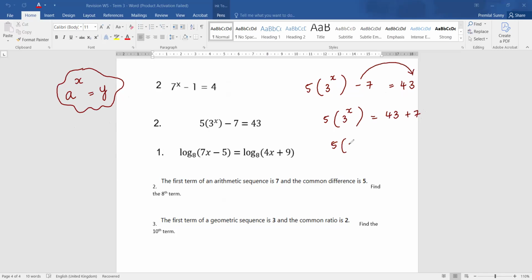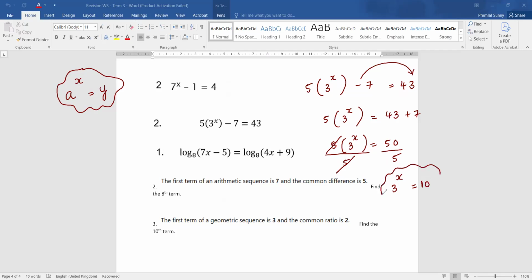So 5 times 3 to the power of x is equal to 43 plus 7, which is 50. Now we need to remove this 5. To remove that 5, you divide both sides by 5. 5 and 5 get cancelled. 3 to the power of x is equal to 50 divided by 5, which is 10.